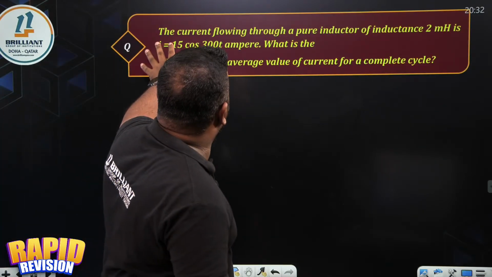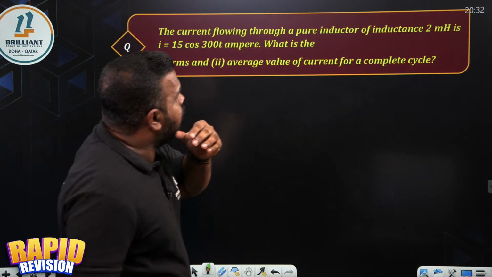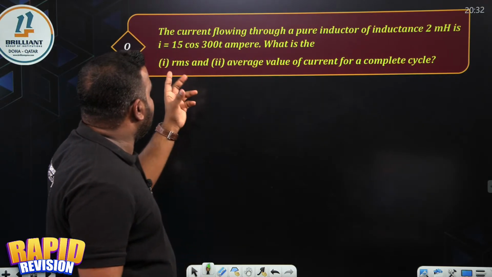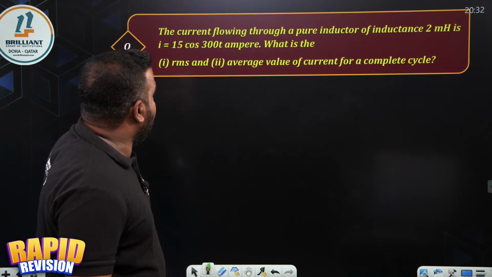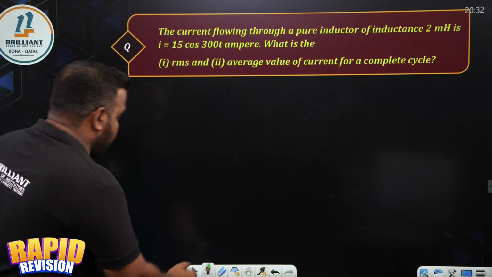Question. We are going to the questions now. A current, quickly we can go through it. A current flowing through a pure inductor of inductance 2 millihenry is I equal to 15 cos 300 t ampere. What is the RMS and average value of current in a complete cycle? Easily we can find. Look at this.